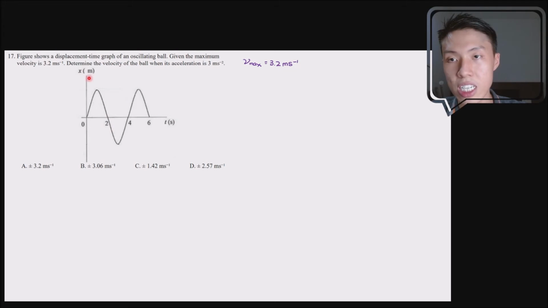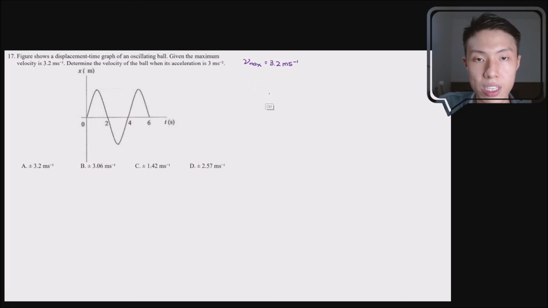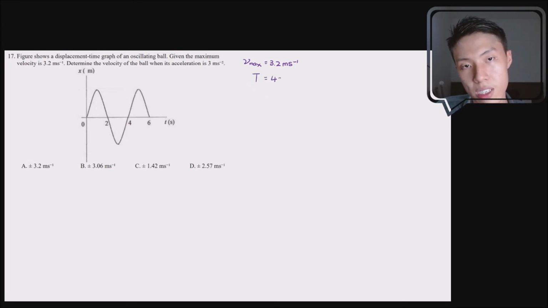You know that this is a displacement against time graph. If you look over here, this is the time taken to complete one single complete oscillation. So one complete oscillation here takes up 4 seconds. The time taken to complete one complete oscillation is the period. So from here, we can say that the period of this simple harmonic motion is 4 seconds. These are the information that we know about this simple harmonic motion.